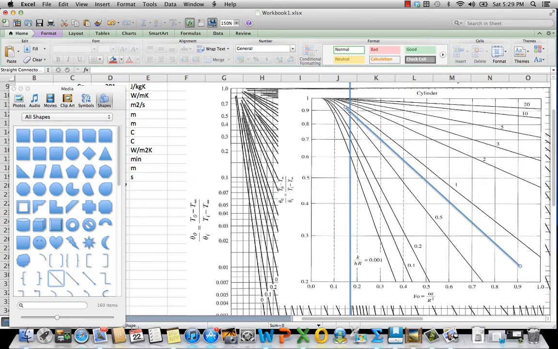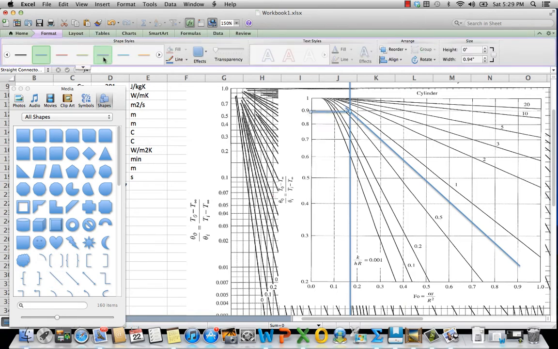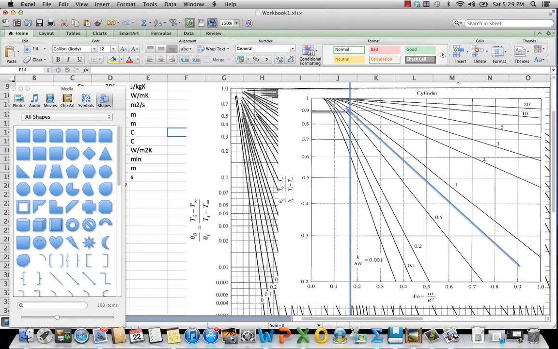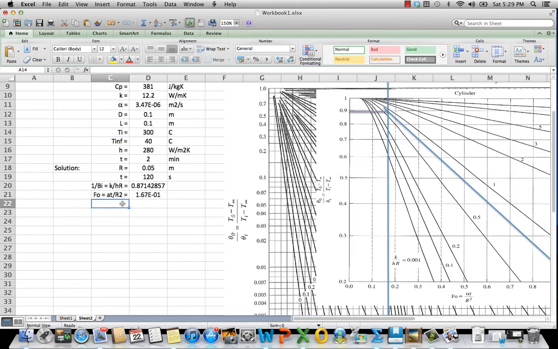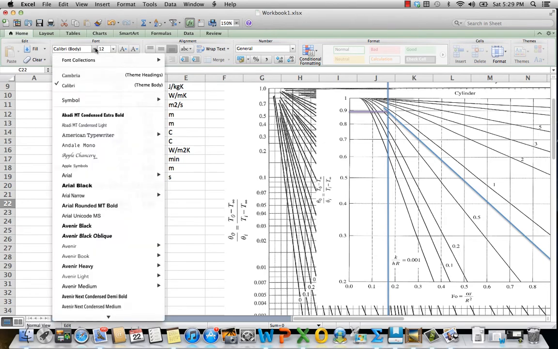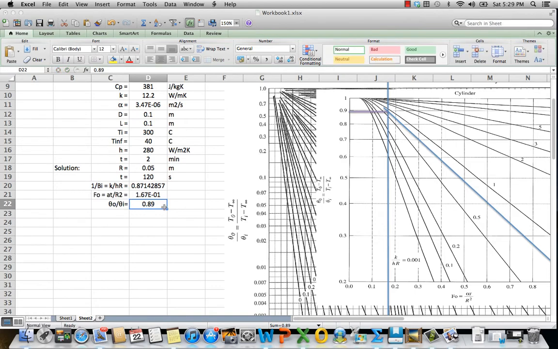From there, go straight across. Well, it looks to me like about 0.89. Okay, so the theta naught over theta I is 0.89. Go ahead and convert these over so that they look like thetas. Alright, so there I've got my theta naught over theta I. I actually have theta I information there, right?